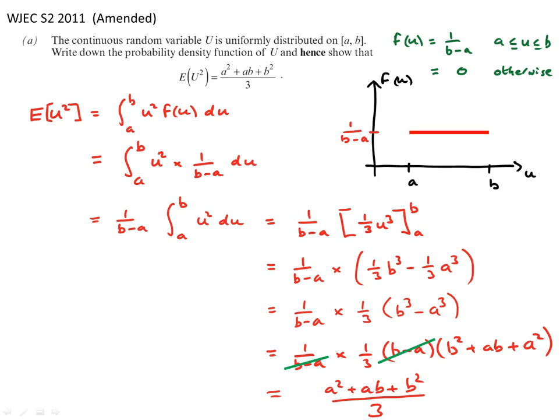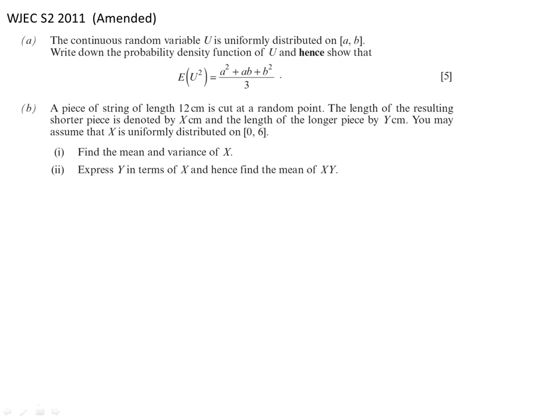So moving on to the second part of the question, we're now told that a piece of string of length 12 centimeters is cut at a random point. The length of the resulting shorter piece is denoted by x centimeters, and the length of the longer piece by y centimeters. And we're told that x is uniformly distributed over the interval 0 to 6. So there's our quick sketch of the probability density function for the random variable x.